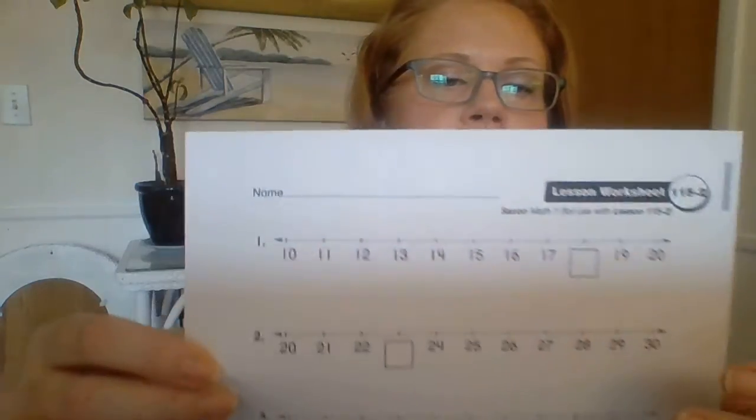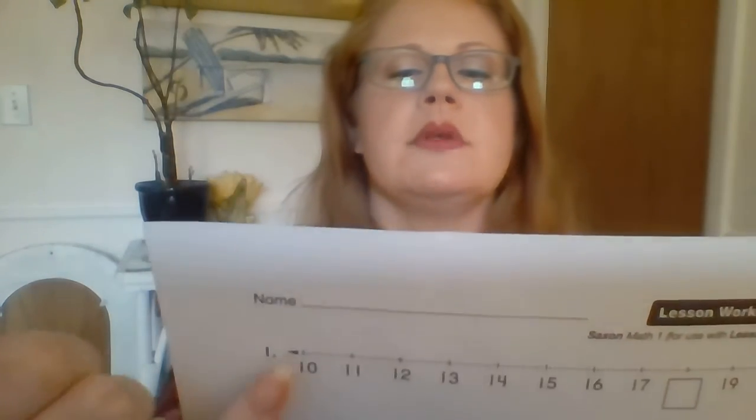And I'm going to explain. Okay. So what we're doing here, this should look a little bit familiar. This is a number line. Okay. So if you look at the numbers on the number line, you can see that they're going in order. So you have 10, 11, 12, 13, 14, 15, 16, 17. Okay. So those numbers are going in order.